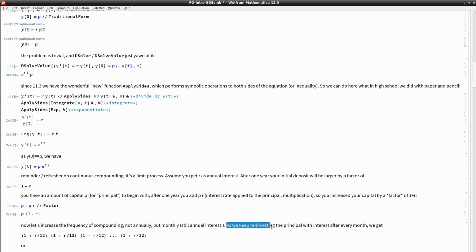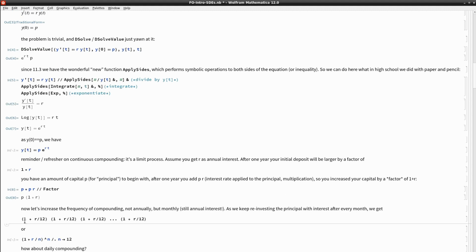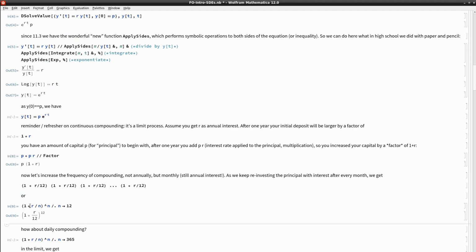So as we keep reinvesting the principal with interest after every month, we get this product. We get 1 plus r over 12 for the first month, times 1 plus r over 12 for the second month, and so forth. Or we simply can use this as a formula, 1 plus r divided by n, raised to the power of n, because this here would be 12 factors, right? We do this 12 times. We replace n with 12, because here we're doing monthly, and we get this formula.